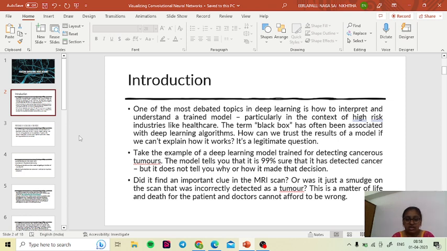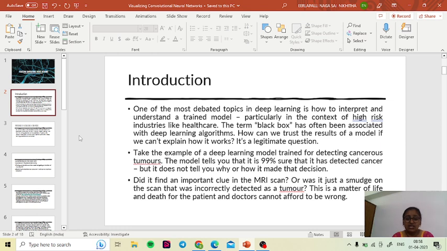One of the most debated topics in deep learning is how to interpret and understand a trained model. Particularly in the context of high-risk industries like healthcare, the term black box has often been associated with deep learning algorithms. How can we trust the result of a model if we can't explain how it works? Let us take an example of a deep learning model trained for detecting cancerous tumors.